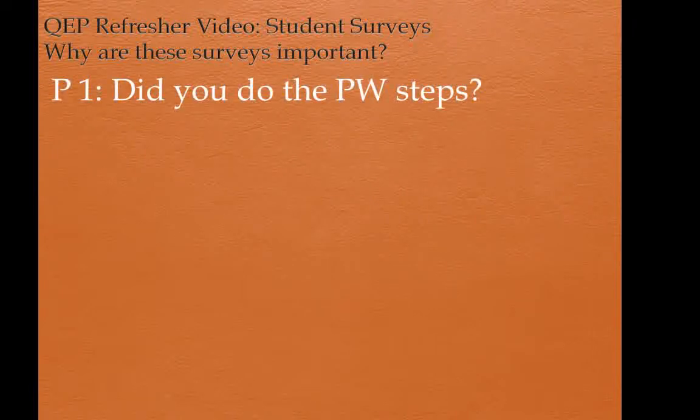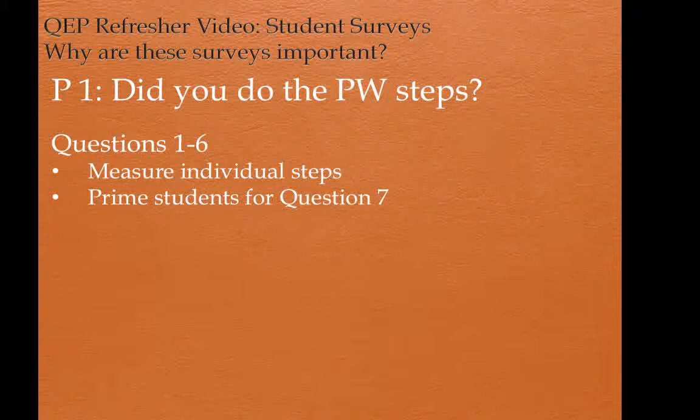Well, on page 1, we ask a series of questions that measure whether the students followed the process writing steps. Questions 1 through 6 measure those individual steps. For example, did you do your pre-writing to the best of your ability? How many times did you go to the writing center? How many revisions did you do? These are interesting to us one by one, but mostly what they do is prime the students to answer question 7, which says, I did process writing to the best of my ability.